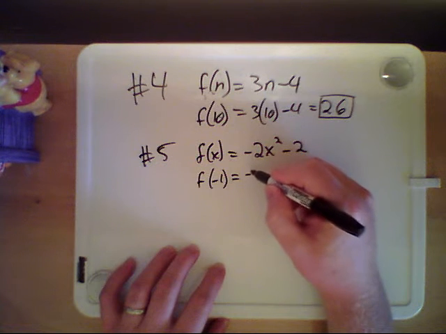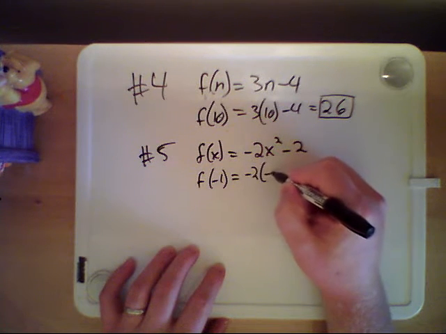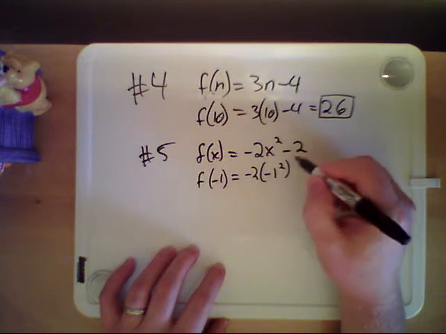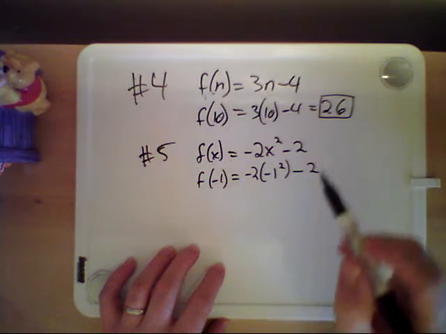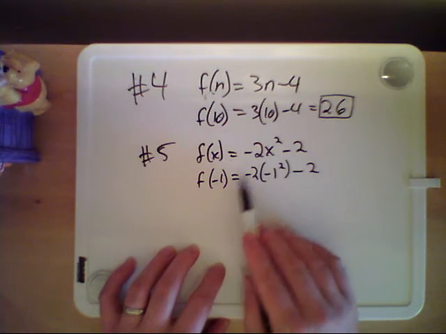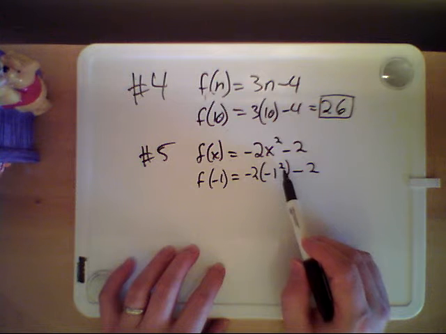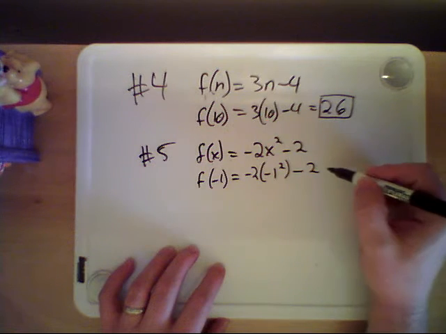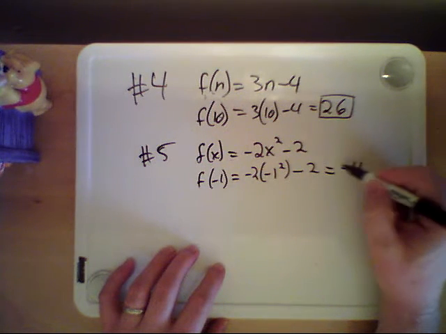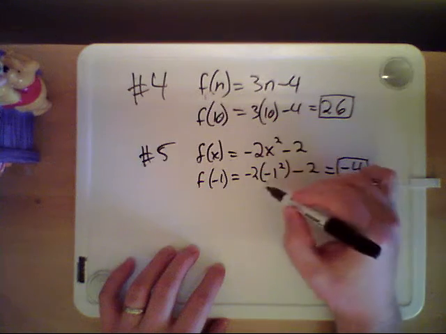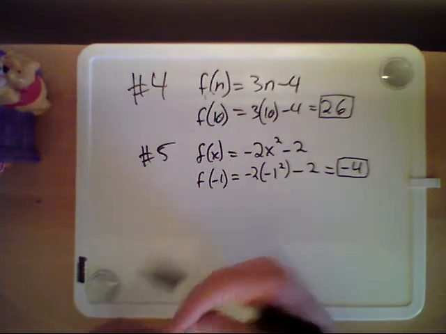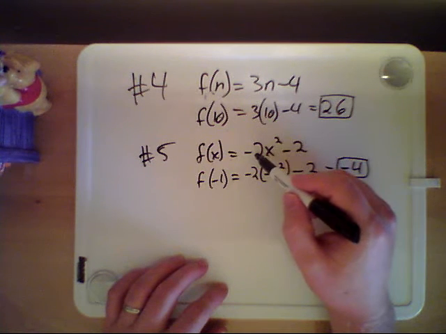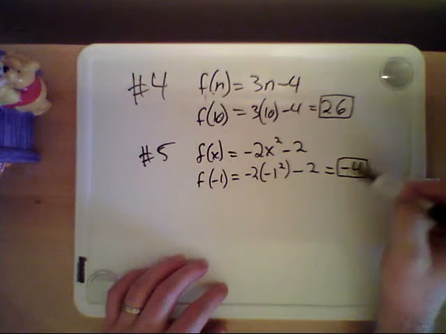Well, it's going to be negative 2 times negative 1 squared. Guess that could be inside or outside the parentheses. Doesn't make a difference. Minus 2. So we'll have to do this exponent first per order of operations. So negative 1 squared is going to be just 1. 1 times negative 2 is negative 2, and negative 2 minus 2 is negative 4. If this part was a little confusing for you, make sure you review your order of operations. We're going to have basically negative 1 squared, which is 1. 1 times negative 2 is negative 2, and negative 2 minus 2 is, of course, negative 4.